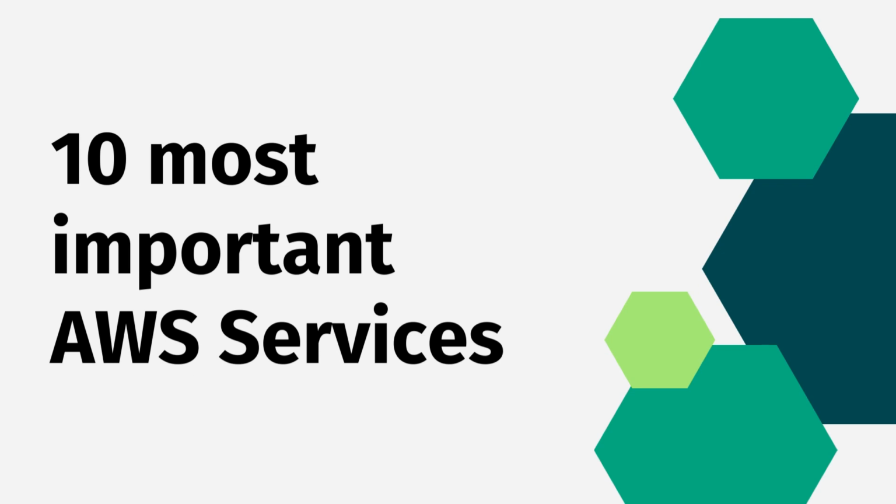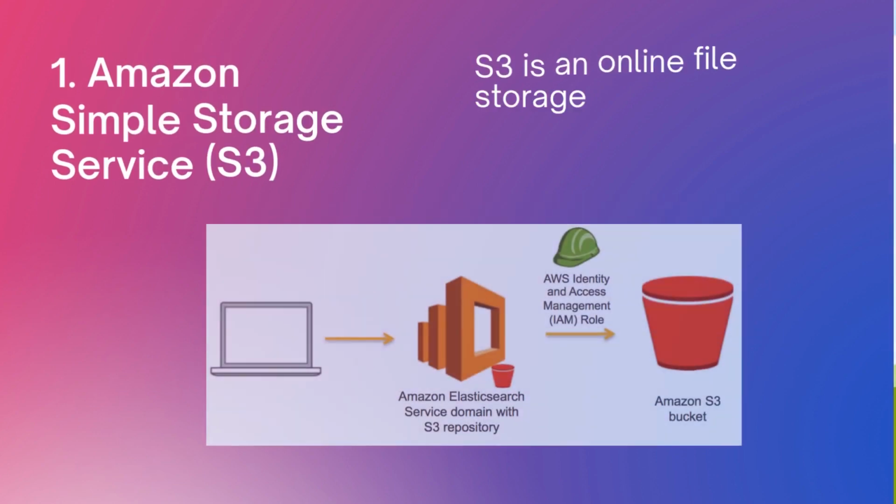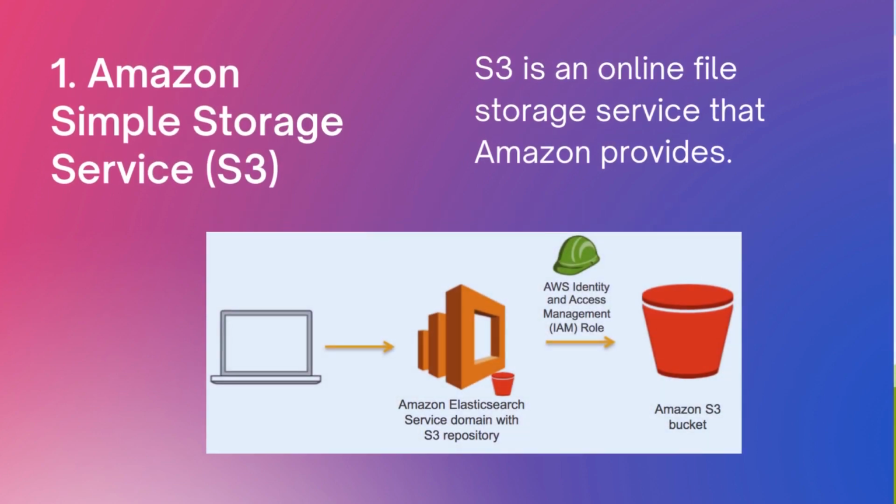So the first service we are having is Amazon Simple Storage Service, also known as S3. S3 is actually an online file storage service that Amazon provides. So we can use this S3 to store and retrieve any amount of data at any point of time from anywhere on the web. So S3 is a safe, secure and durable storage service that Amazon offers. It's similar to Google Drive if you are using that one. So it's from the AWS.